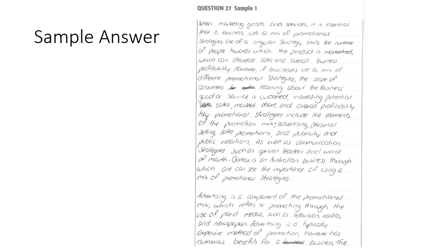However, if a business uses a mix of different promotional strategies, the scope of consumers learning about the business, good or service is widened, increasing potential sales, market share, and overall profitability. Key promotional strategies include the elements of the promotion mix. So you've got advertising, personal selling, sales promotion, and publicity and public relations, as well as communication strategies such as opinion leaders and word of mouth. Qantas is an Australian business through which one can see the importance of using a mix of promotional strategies. So they've really told you a lot in that paragraph in terms of what they're going to talk about.